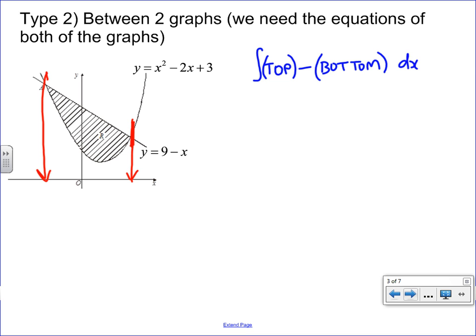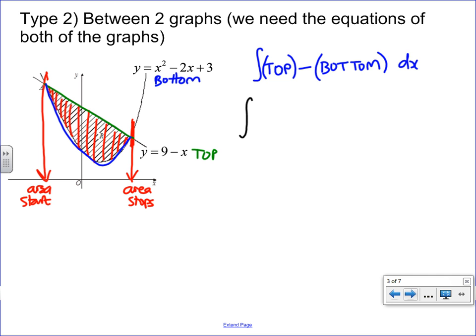So this is going to be where the area starts, and this is going to be where the area stops. But instead of going from the x-axis, the area, as we move across, is between these two things. This one is the top one, and we've got its equation. And this one is the bottom one, and again, we've got its equation. We do need to have both the equations there.